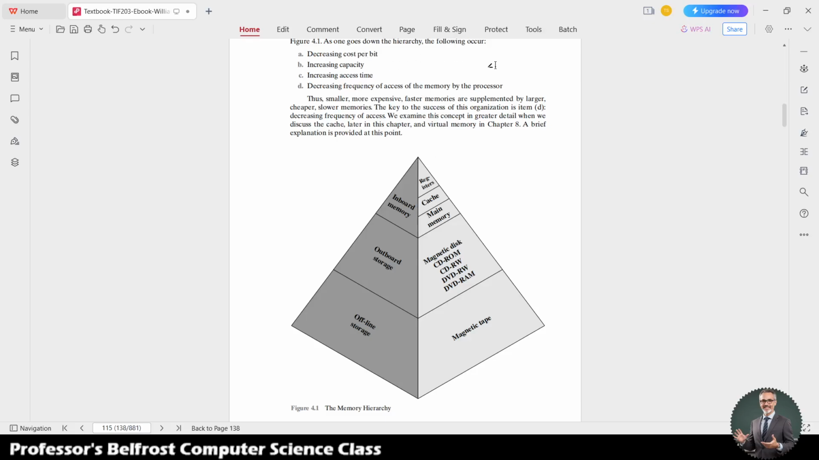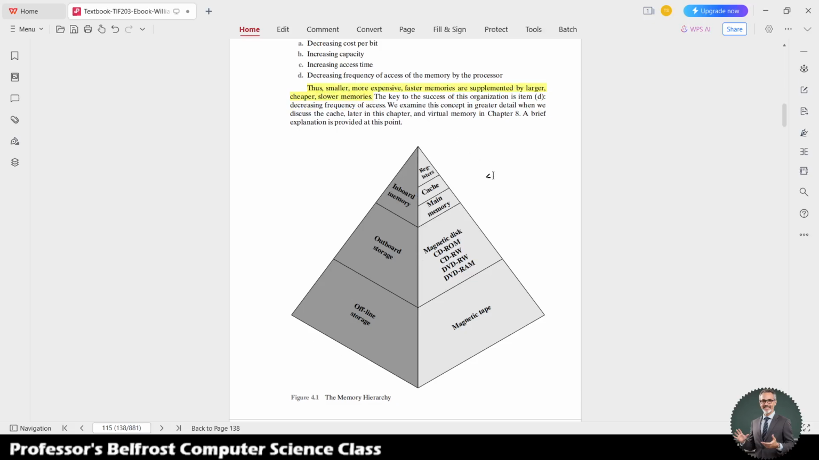As one goes down the hierarchy, the following things occur. First, the cost per bit decreases. Second, the capacity increases. Third, the access time increases, and the fourth one is that the frequency of access of the memory by the processor decreases. Thus, smaller, more expensive, faster memories are supplemented by larger, cheaper, slower memories.